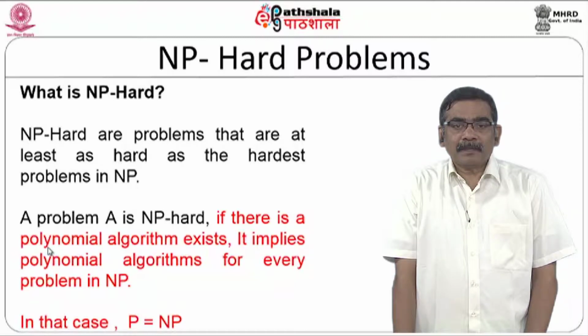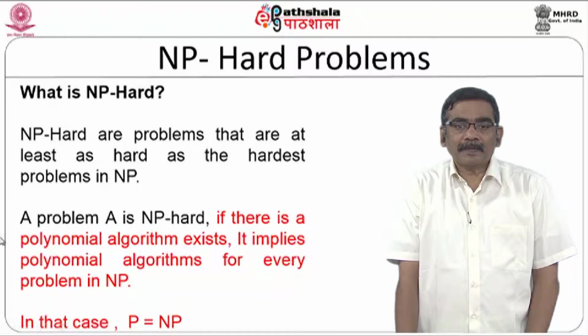We can say a problem A is NP hard if there exists a polynomial algorithm for that. It implies that using that particular algorithm, all the problems that come under the NP category can be solved. In other words, it is equivalent to saying that P is equal to NP.